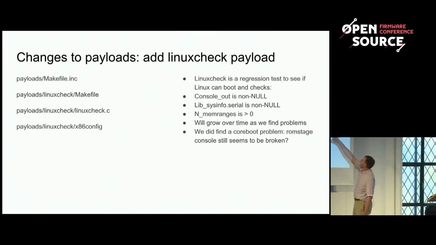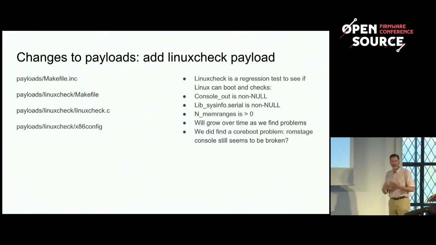It makes sure you have a console, that the serial is set up, that the number of memranges in the e820 table is greater than 0. That's always nice; Linux will panic invisibly if that is 0. So it's handy for finding things that Linux will not tell you have happened. The only problem I've found so far, once I got through some of this, is that coreboot ROM stage printing, at least for me, doesn't actually work in QEMU anymore. Don't know why yet.